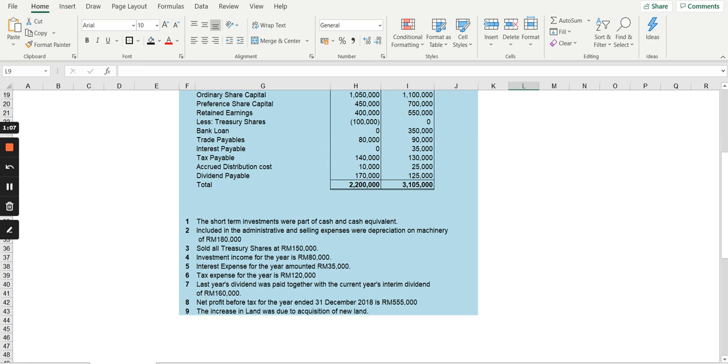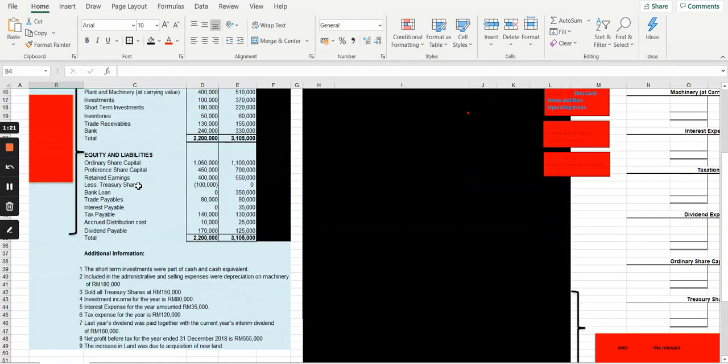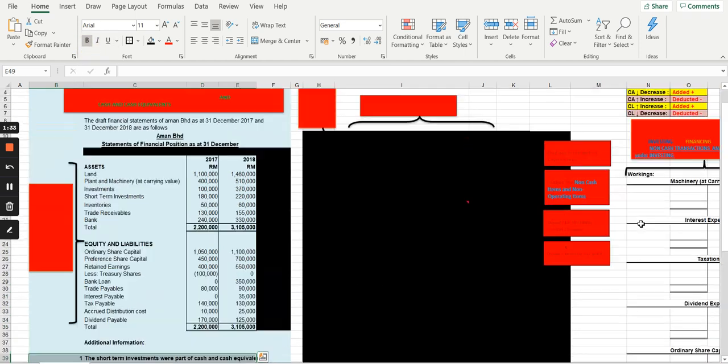So let's start now. The first thing is, of course, you have the question here. I have put that question in this blue section, where you have the statement of financial position and the additional information as I mentioned earlier. What we need to do now is follow some steps to prepare the cash flow. So let us start with the first step.